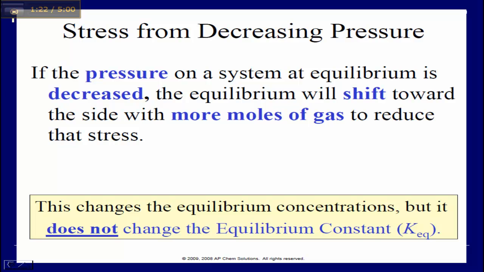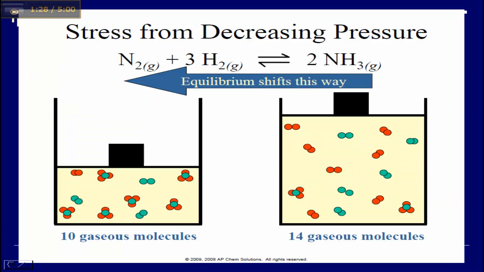Decreasing pressure, you're going to shift towards the side with more moles. Now remember, we're looking at coefficients when we talk about moles. So if we decrease our pressure, then our shift is going to go towards our reactant side because there are more moles present here. Okay, we have 1 plus 3 is 4. So when we decrease the pressure, we're going to shift toward the reactants.